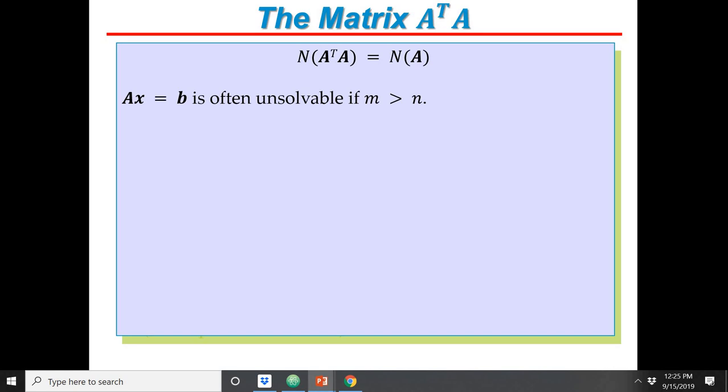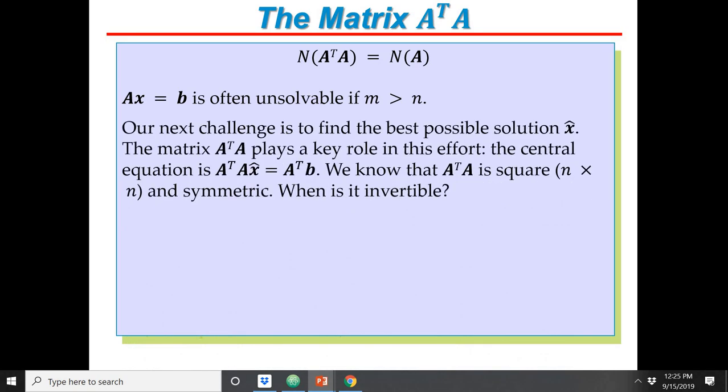So the idea is that Ax equals b is not solvable if we have more equations than unknowns. In general, you cannot solve that because b doesn't belong to the column space of A. In that case, we will develop techniques that will allow us to find some solutions, and those techniques require the calculation of A transpose A.